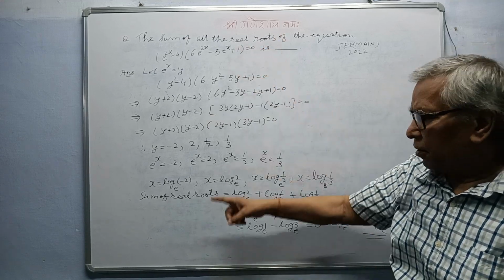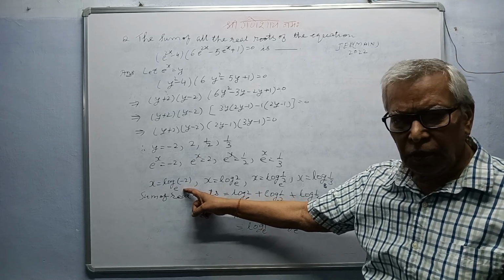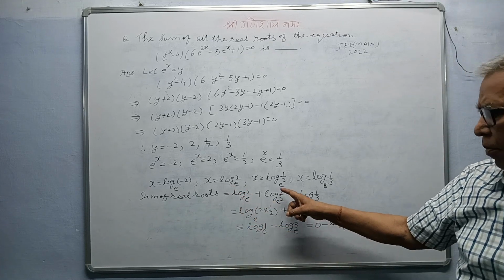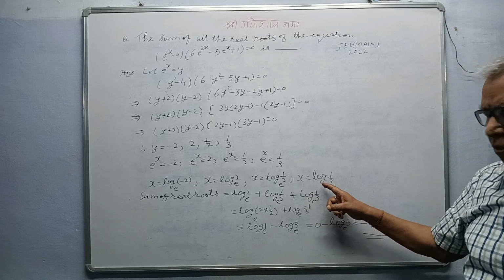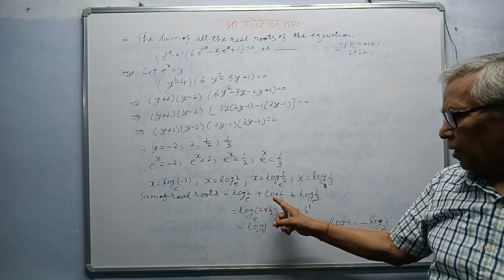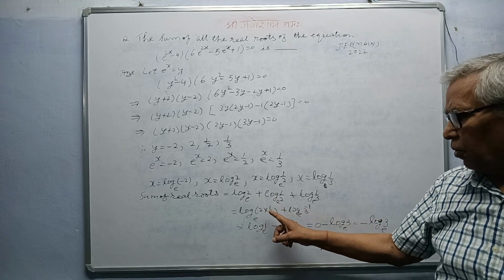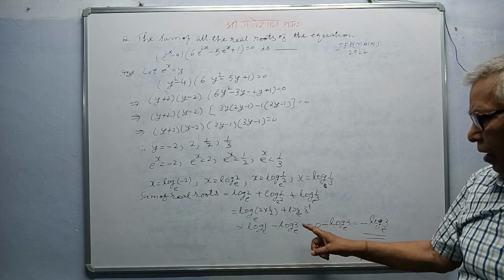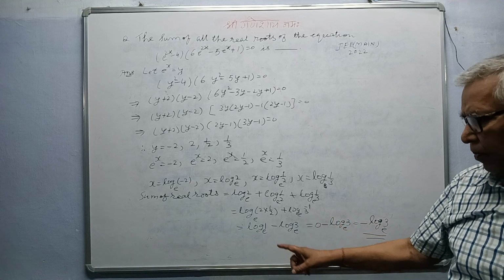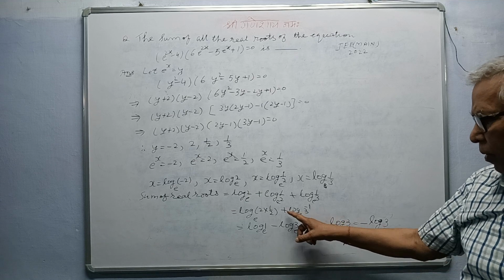Sum of all the real roots. Sum of real roots. This is not real, this is not defined. So log 2 to the base e plus log half to the base e plus log 1 by 3 to the base e is equal to log m plus n. Log m plus log n is equal to log m into n. So log 2 into half to the base e plus log 3 to the power minus 1 to the base e. This is log 1 to the base e minus log minus 1.